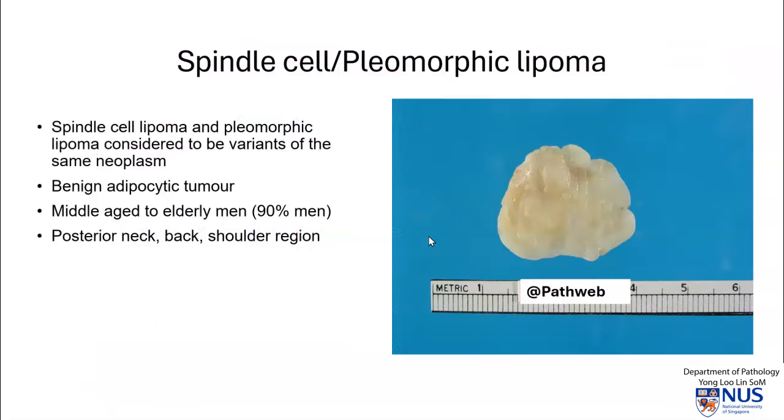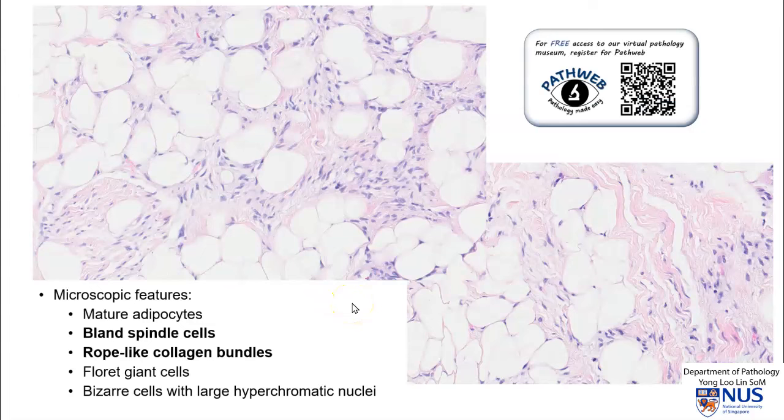atypia. I also want to mention a particular type of benign adipocytic tumor known as the spindle cell or pleomorphic lipoma. They are regarded to be variants of the same neoplasm, and this is also benign, characteristically occurring in middle-aged to elderly men, usually in the region of the posterior neck. And here is an example of the microscopic features, which also features mature adipocytes. But in addition, there are these very bland appearing spindle cells in between, and sometimes pinkish rope-like collagen bundles.